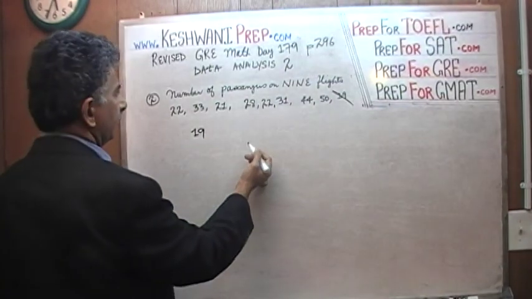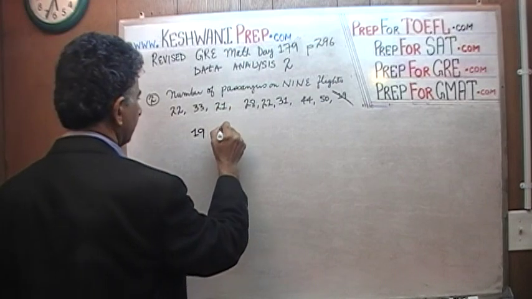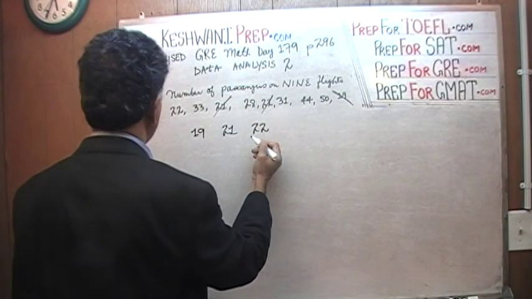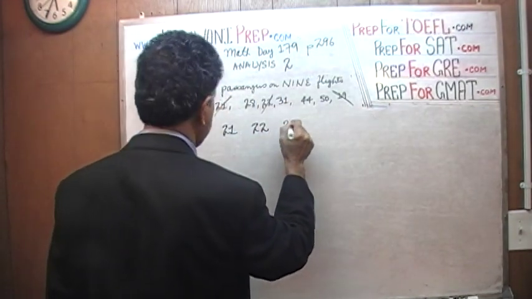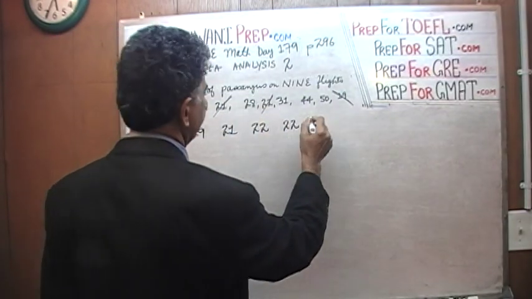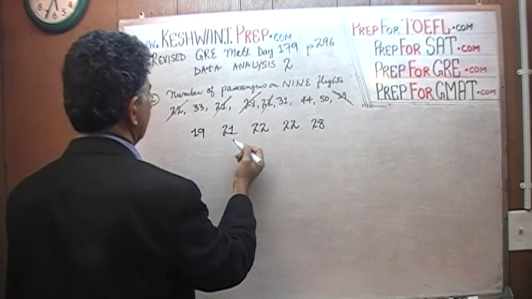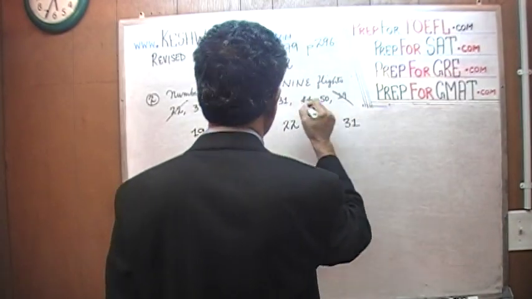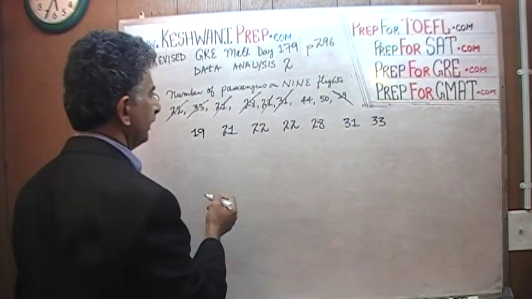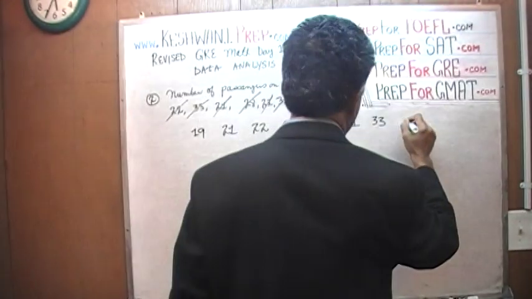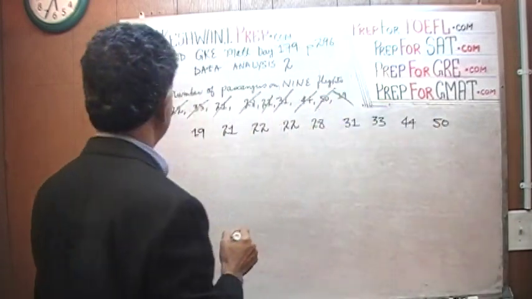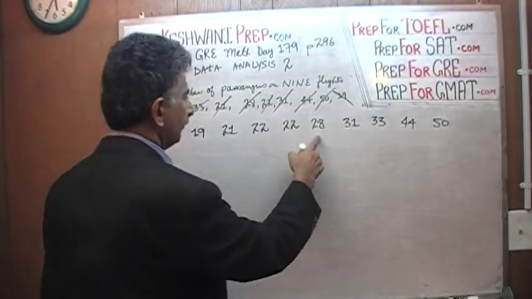19 is gone. Then I see a 22, a 22, a 21. There we go, a 21. That guy is gone. I see a 22. I see another 22, 33, 31, 28. I see 28, I see a 31, I see a 33. Don't cross out the number before you write it. 33, I see a 44, and I see a 50. That's it. Do we have 9? 1, 2, 3, 4, 5, 6, 7, 8, 9.